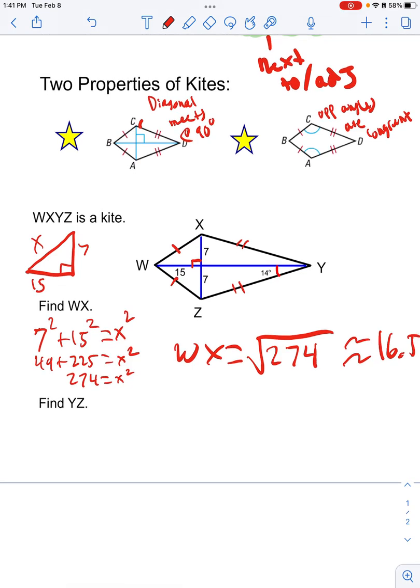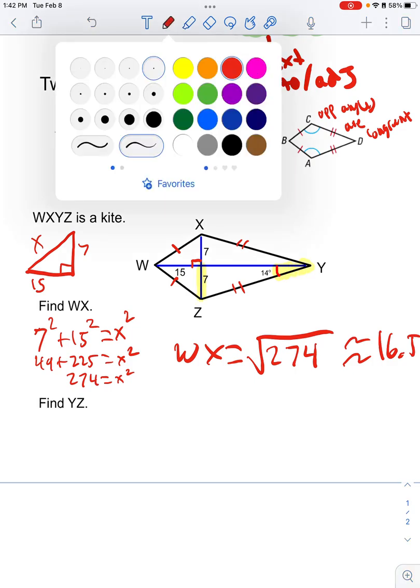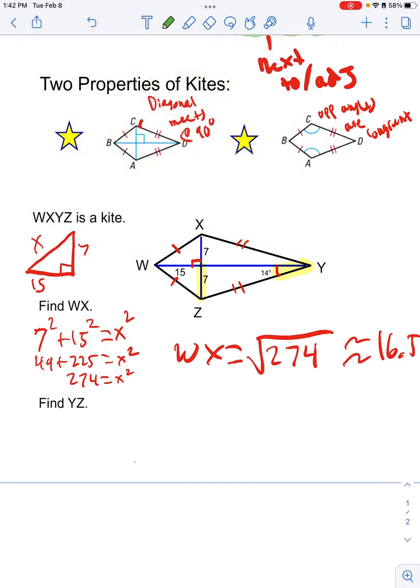Find YZ. So let's take a look. If we want to try to find YZ, all right, I might have to use some different knowledge. I know that this is 14 degrees and this is a 7. So again, what should you do? You should draw the triangle, pull it out. I have a side of 7. I have a degree of 14. And then this is what I'm trying to solve.